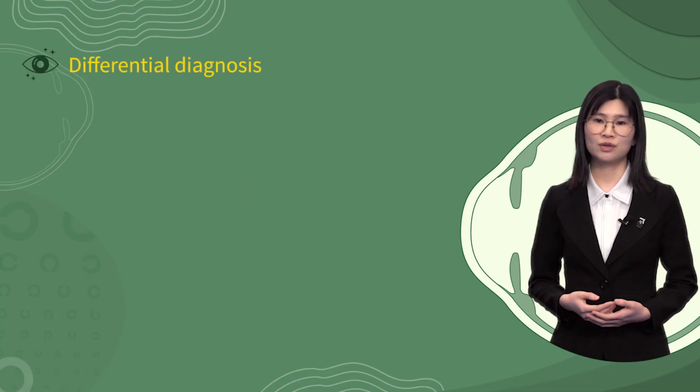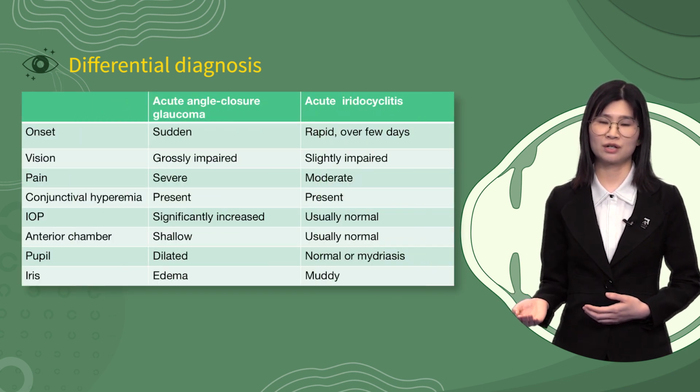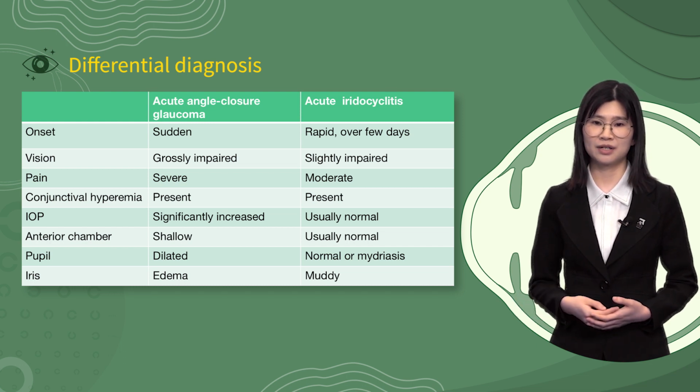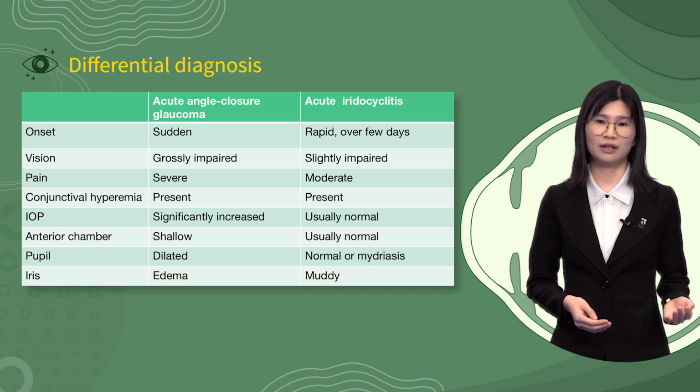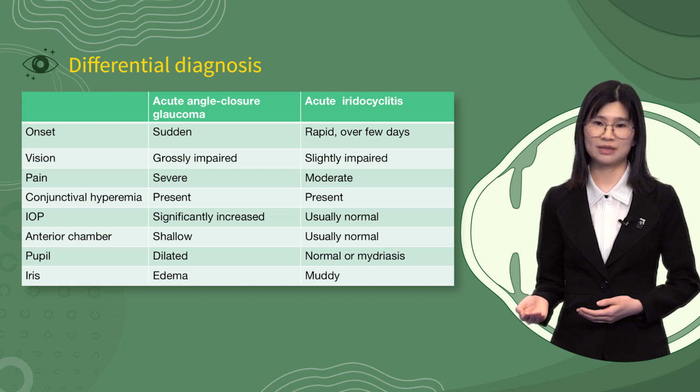The differential diagnosis is acute iridocyclitis. This table shows the main differentiating features of acute angle closure glaucoma and acute iridocyclitis. IOP in acute angle closure glaucoma increased significantly, while it's normal in acute iridocyclitis. The pupil in acute glaucoma is dilated, while it's normal in acute iridocyclitis.